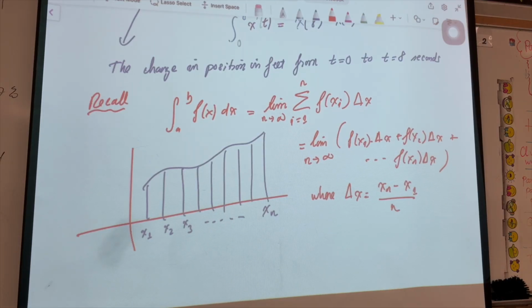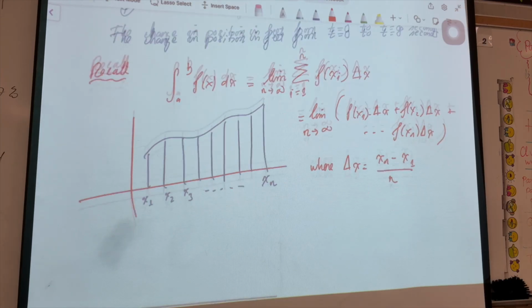Have you seen this? So the infinity. That's the Riemann sum. That's the Riemann sum. But in general, xn minus x1. Okay, it makes sense.